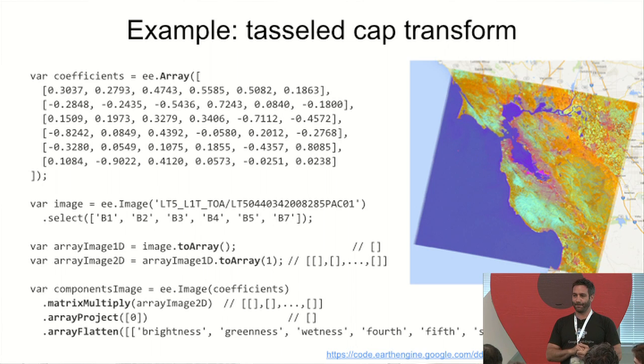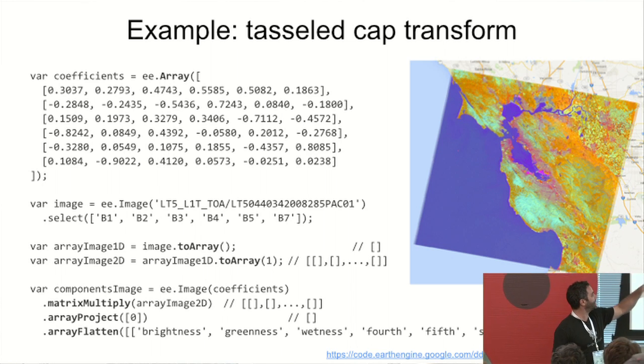I think it's important to emphasize that when you're doing ee.Image coefficients, you're not creating an image that has those coefficients like that. You're creating a constant image that has that matrix in every pixel. Exactly. So the comment was, these coefficients are not somehow spread around spatially.